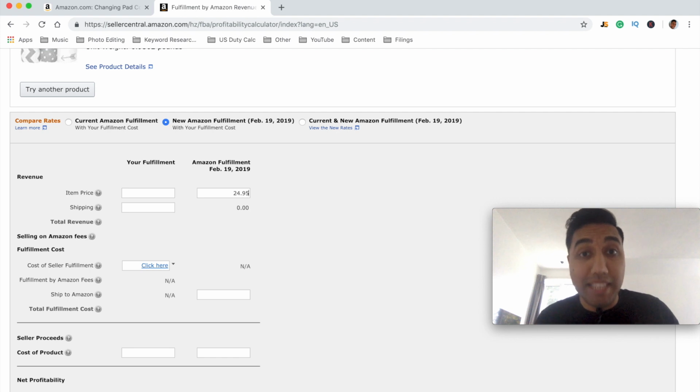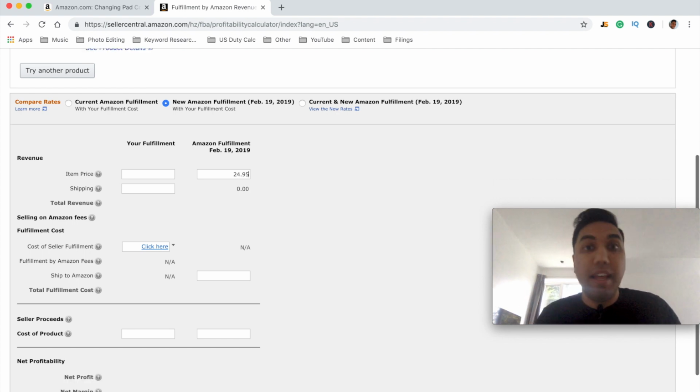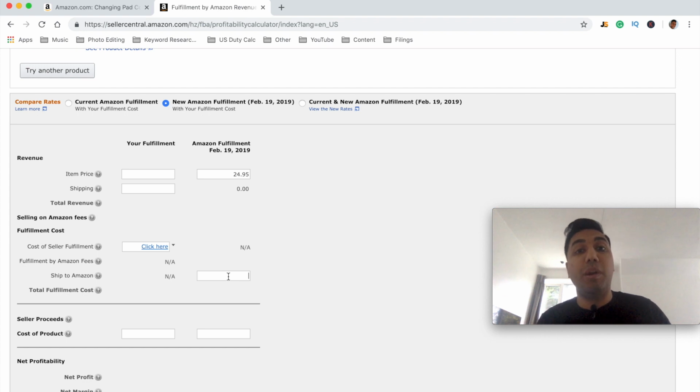Now make sure you listen carefully. These bits are really important that you get correct. Now what you want to do is you want to know how much it's going to cost you to ship to Amazon. And this is the bit where you want to understand from your supplier. They will give you the information on the weight and the size of the product, and it's also dependent on the quantity of the product as well.